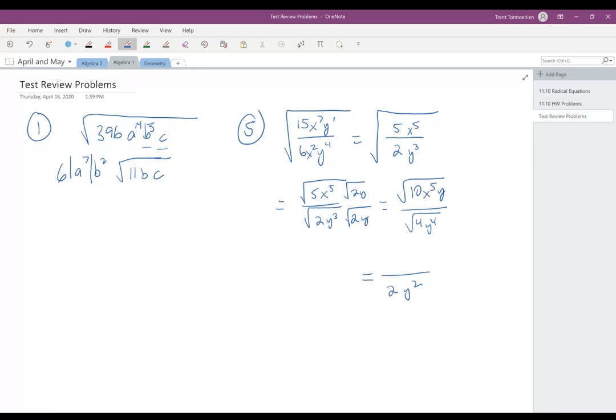That was the whole point of this, was getting rid of the square root in the denominator. And then the numerator, 10 doesn't have any perfect squares that go into it. We can divide 5 by 2 to get x squared, which leaves us 1 x left over. And then y is just going to be left over as well. And so that's why you get x squared times the square root of 10xy all over 2y squared as your answer.